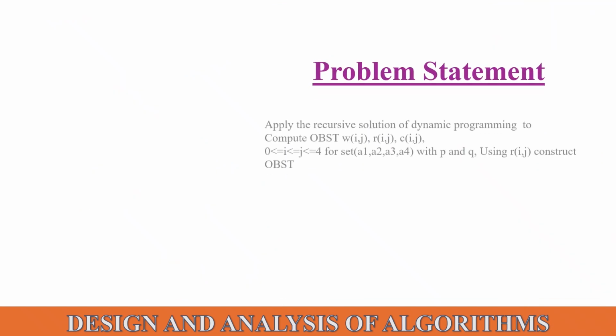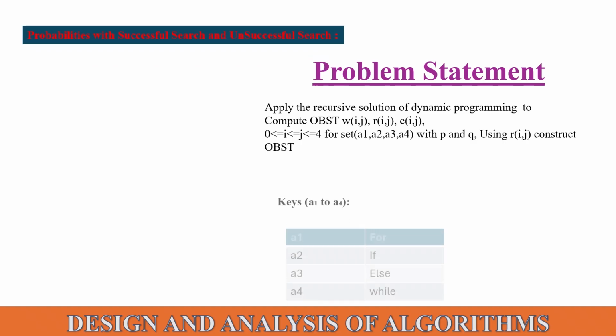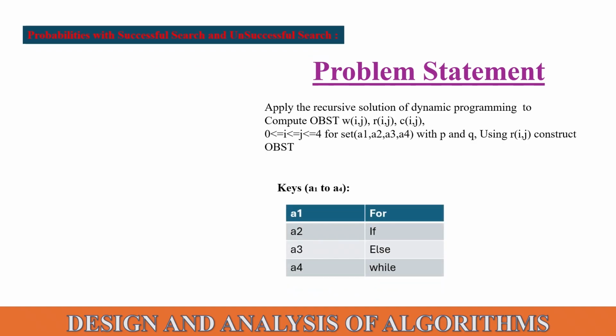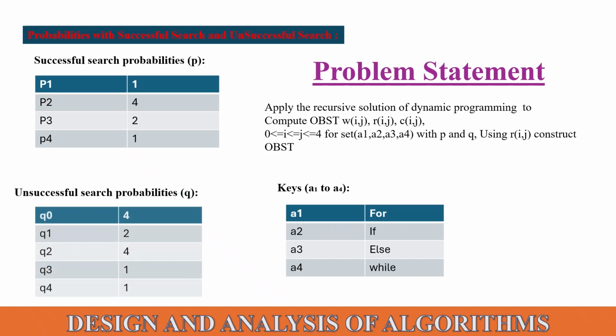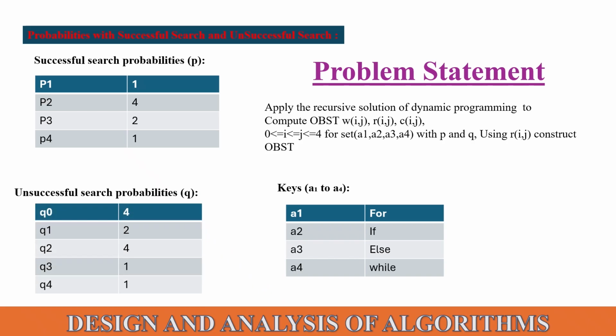Problem statement. In this problem, we are given 4 keys for if, else, and while, with successful search probabilities P1 equals 1, P2 equals 4, P3 equals 2, and P4 equals 1. The unsuccessful search probabilities are Q0 equals 4, Q1 equals 2, Q2 equals 4, Q3 equals 1, and Q4 equals 1. Using these P and Q values, we apply the recursive dynamic programming method to compute W of I, J, C of I, J, and R of I, J, and finally construct the optimal binary search tree.